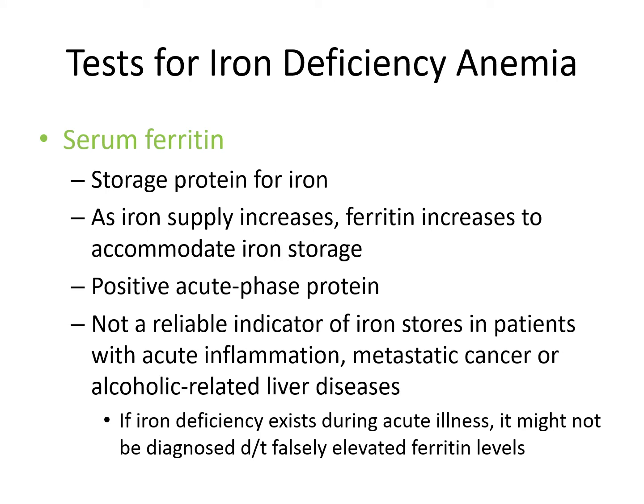Looking at serum ferritin, this is a storage protein for iron. And so as iron supply increases, ferritin increases to increase the iron storage. So this is a positive acute phase protein, so it's going to go up in times of stress. Not a reliable indicator of iron storage, though, in patients with acute inflammation, metastatic cancer, or alcohol-related liver disease. And if iron deficiency exists during acute illness, it might not be diagnosed because we'll have artificially elevated ferritin levels. So you have this wacky scenario where the labs look good because of the stress, but we actually don't have the correct amount of iron.